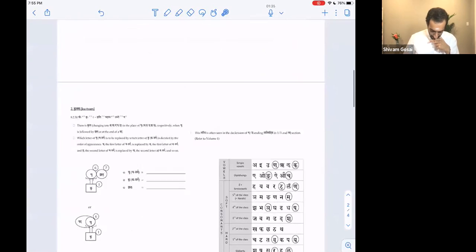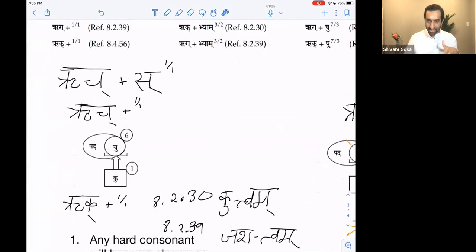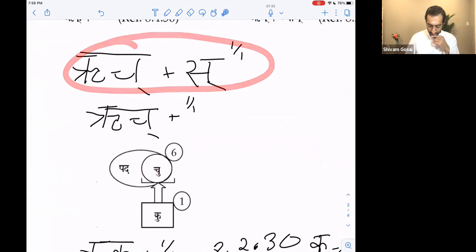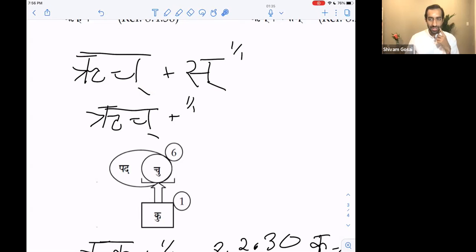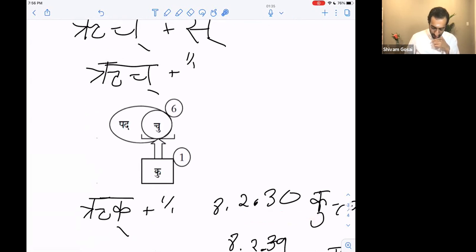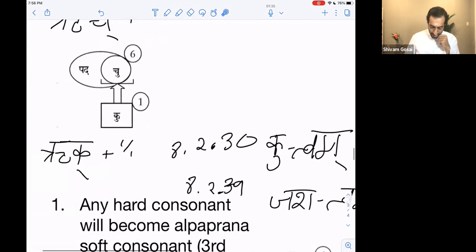Okay, so let's go back and look at this a little bit more in detail. Don't worry about all these. I know it's not very neat. I'll explain exactly what we're going to do. So we have rich plus sa, as we were just seeing, 1-1. This sa goes away, because it's that 1-1, that's pretty standard. Now I can do this kutvam sandhi, 8-2-30, and I have a chu at the end of a pada, and so it gets replaced by ku. So rich becomes rik. Now it's not over yet.